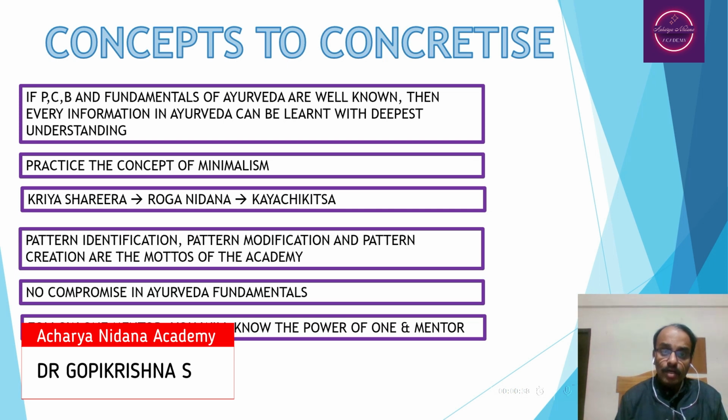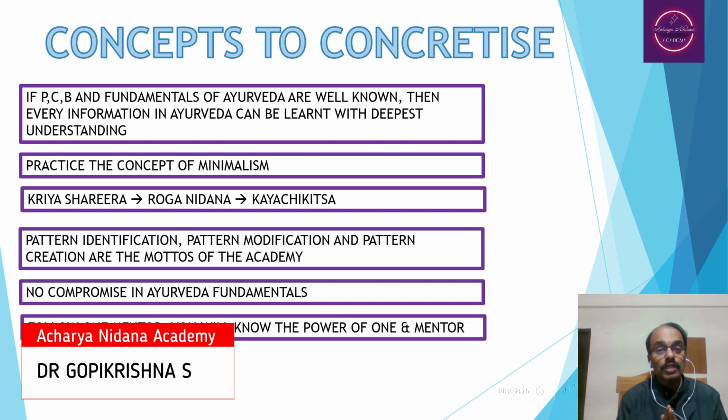Second, whenever we are going to learn a new concept of Ayurveda, we have to practice the concept of minimalism. Minimalism refers to taking one small particular topic and learning it in terms of Rachana point of view, Kriya Sharira point of view, Roganidhana point of view, Kaya Chikitsa point of view, or otherwise learning the concept from the anatomical, physiological, pathological and therapeutical points of view. That is, learning from multiple angles, then we can have the deepest understanding.